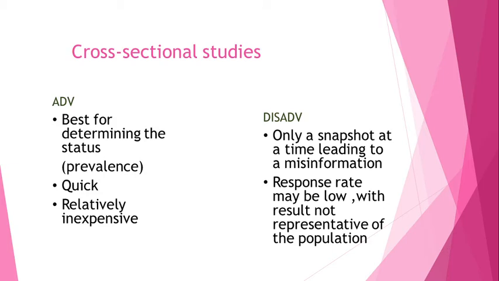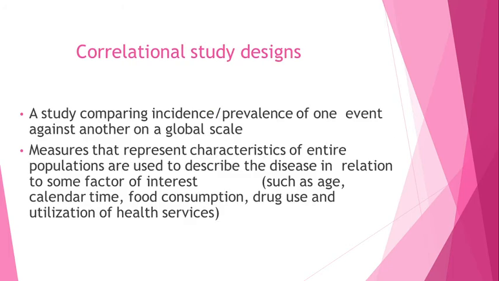So what are the advantages? This is best for determining the prevalence and the status, and it is very quick and comparatively less expensive. Disadvantage: you get only the outcome of that particular time spot, a snapshot at a time, sometimes leading to misinformation. Response rate may be low because we are restricting to a short period, with results not representative of the entire population. So these are some of the disadvantages of cross-sectional studies.